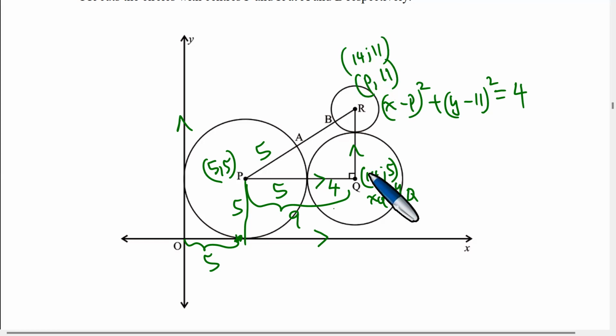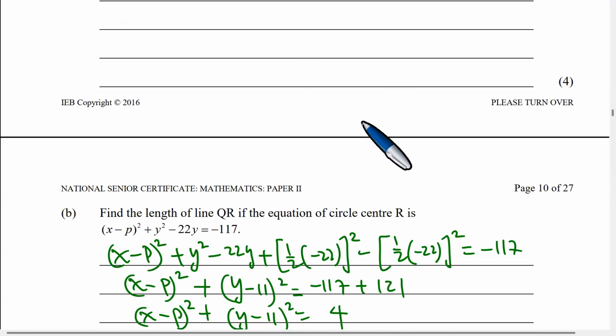With that said, we can find the length of PR. We just need to subtract. The radius here is 5, and this one is 2 squared, so 2 becomes the radius. So this one is radius 5, this is radius 2. If you find the whole length of PR and remove this little bit, you get the length that's required. So let's find the length of PR. P has coordinates 5 and 5, and R has coordinates 14 and 11. That's what we're going to write down.